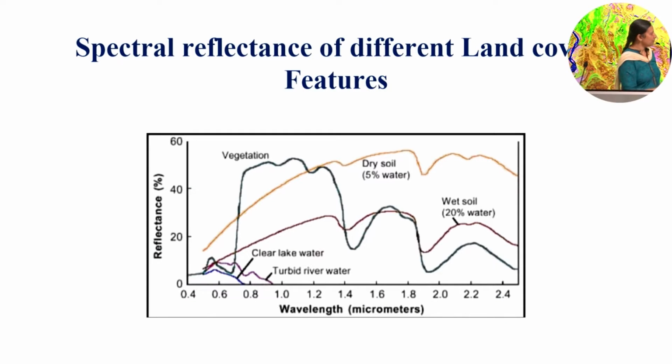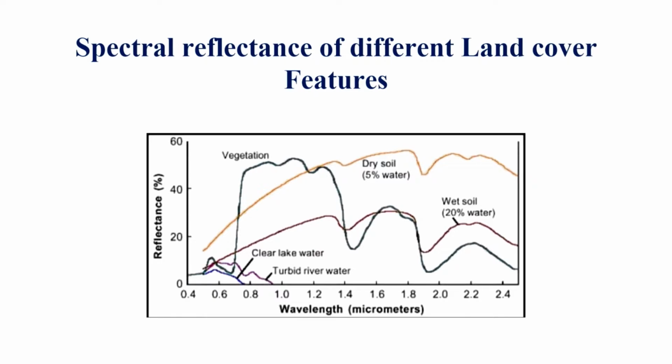So this is a general profile, if you look, of different land cover features like vegetation, dry soil, wet soil, clear water, turbid water. Now the energy pattern or the interaction mechanism of each and every land cover is totally different. And this difference is what is recorded. If I am able to categorize using this differentiation, I can categorize them into different classes or objects on the Earth's surface.